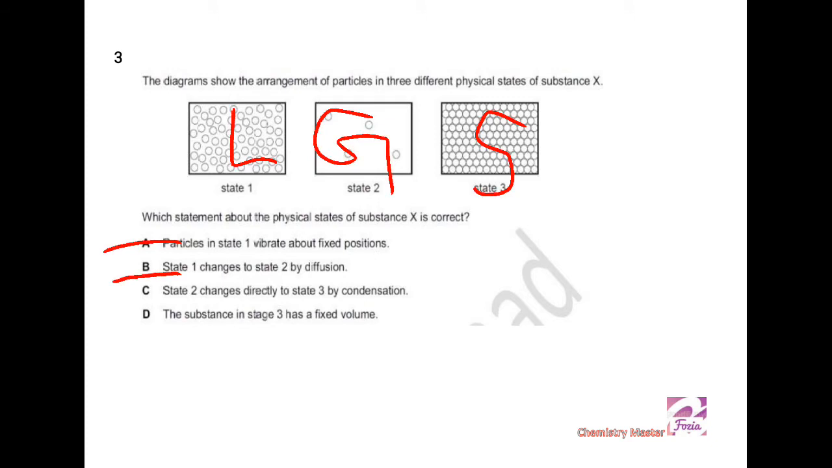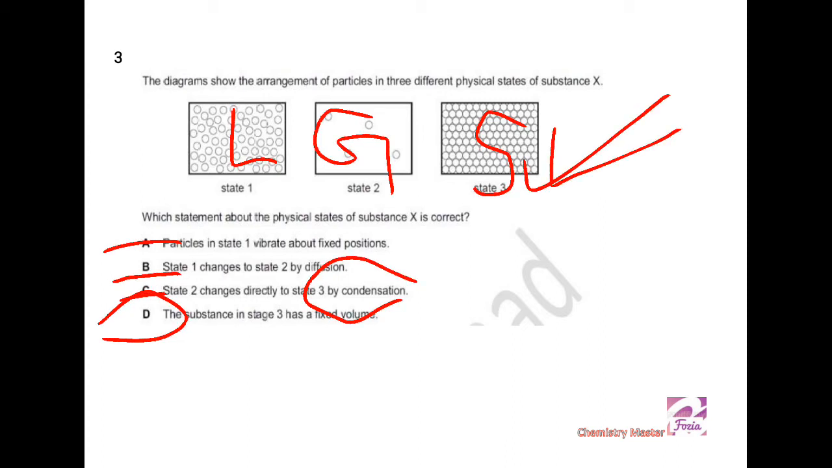C: state 2 changes directly to state 3 by condensation. No, it can't be, because condensation is the conversion of gas into liquid state. Now, option D: the substance in state 3 has a fixed volume. Yes, definitely solids have fixed volumes.